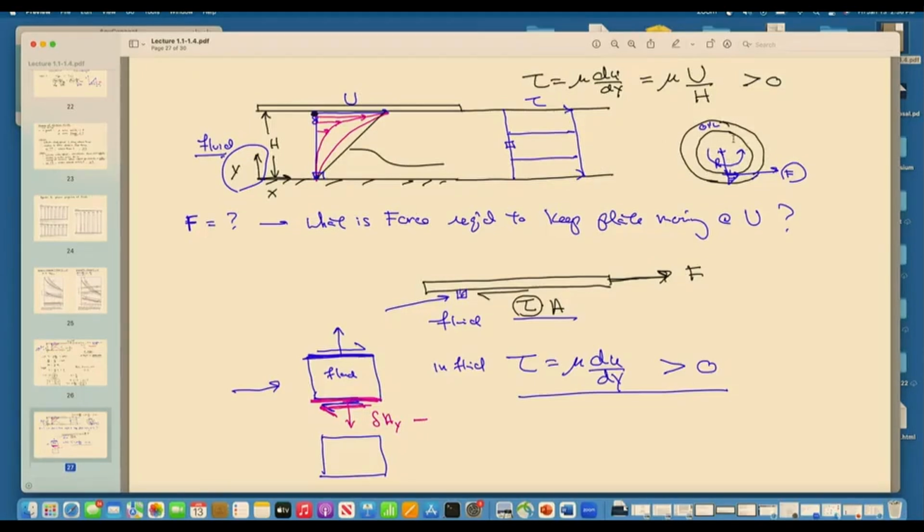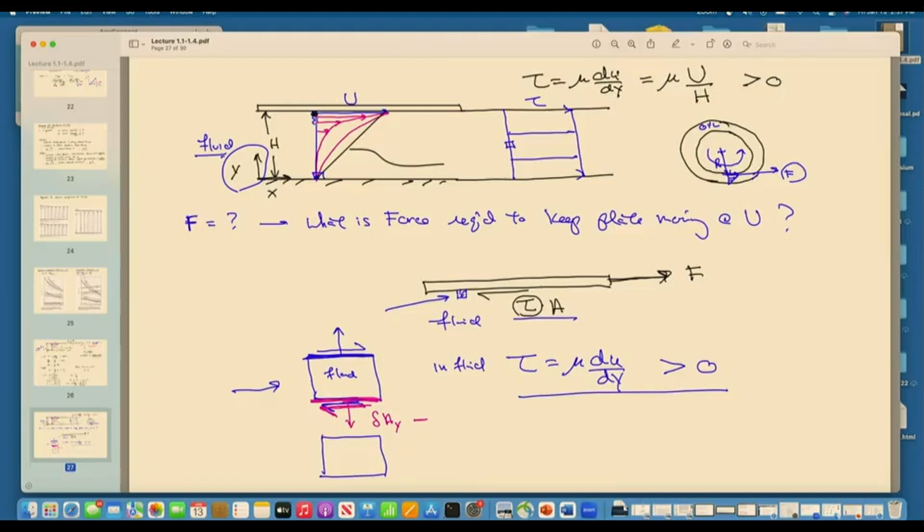And then you could also determine the force from the torque. Okay, so I could give you a problem like this on the homework. If we can assume a linear velocity within this thin gap, you can describe the velocity profile using this big U over h y, and then evaluate the shear stress.